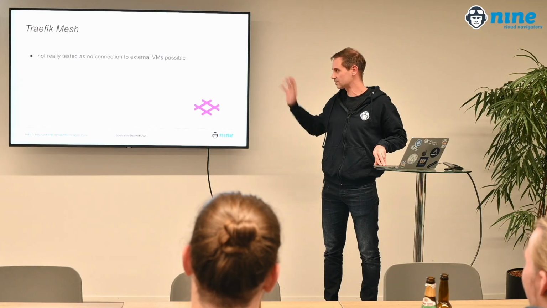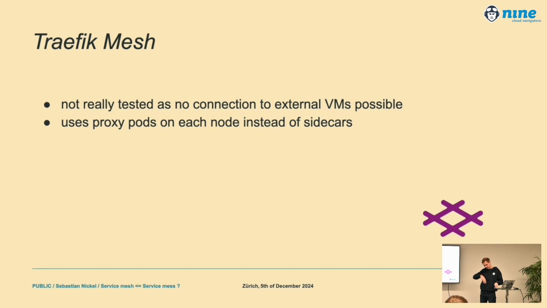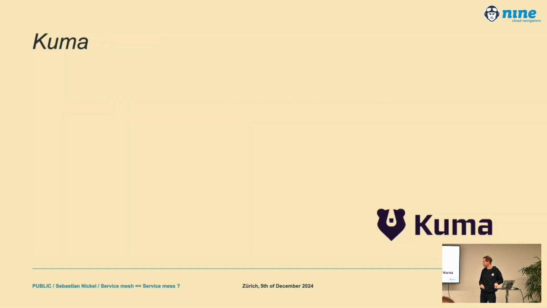Traffic mesh, I just had a look at it. I'm using Traefik personally, that's why I had a look. I didn't really test it because the documentation already revealed that the connection to external VMs is not possible. It uses proxy pods on each node instead of sidecars. It's cool. If you have a look at the documentation, the architecture is very lightweight, and that's always what I love. If it's easy to grasp and understandable, that's cool. But it's more meant to be used on one cluster and not over multiple clusters.